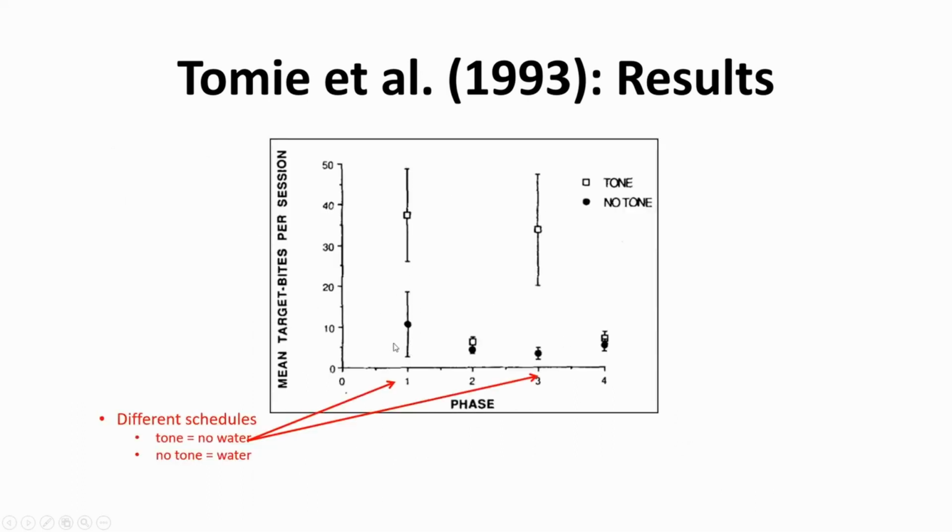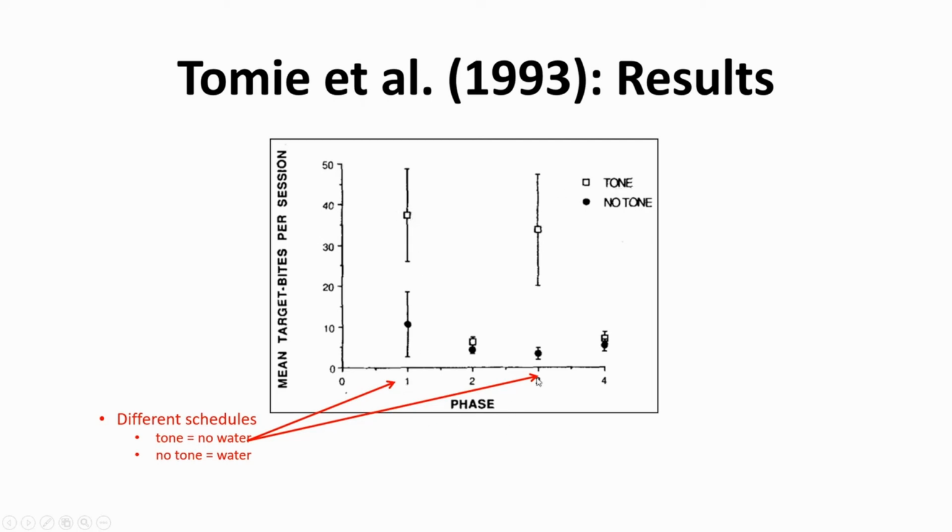And we can bring that over here where we've averaged across session, or phase 1 across multiple sessions, and we're looking at their average bites per session. So for phase 1, we have very low bites when there was no tone present. So when they were getting water, there was low aggression. When they weren't getting water, when the tone played, they were very aggressive.